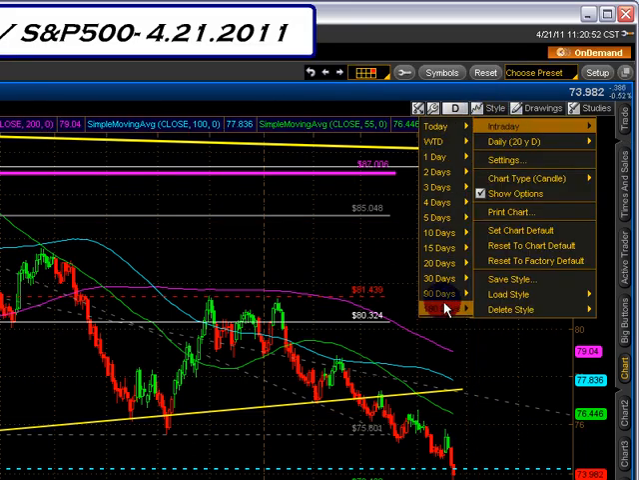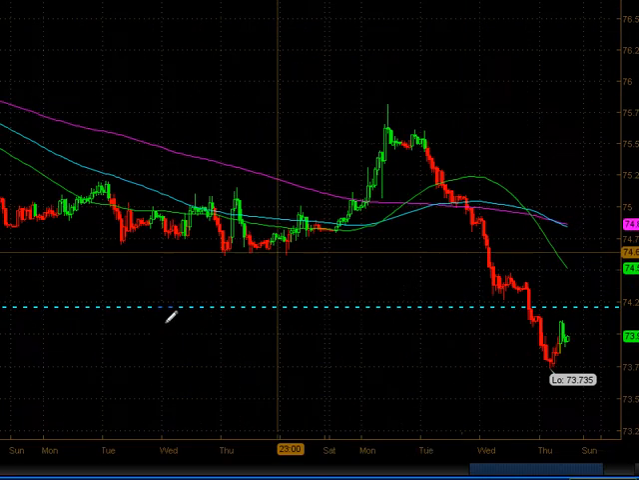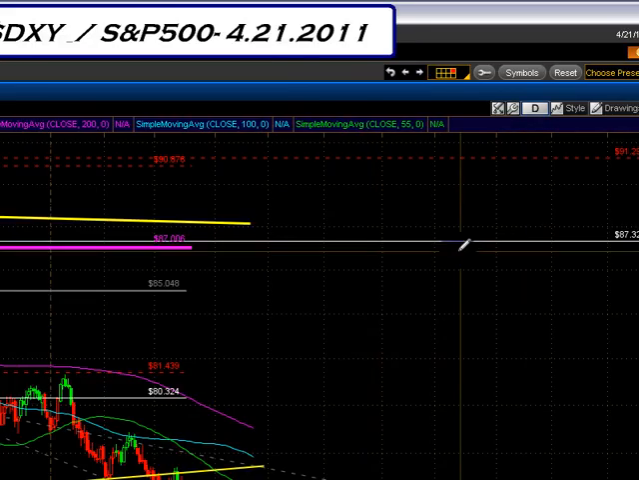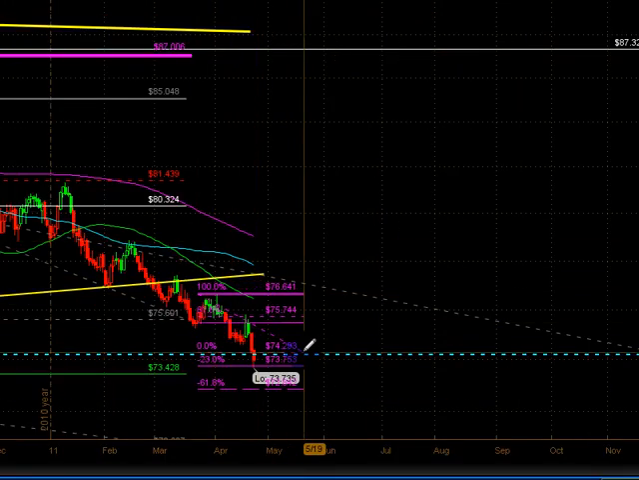And if we take this down to an hourly chart, I'm sorry, let's go back up to the daily just for a moment so we can put that last measured move up.